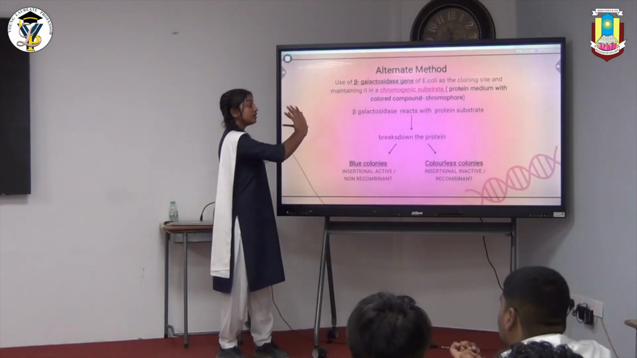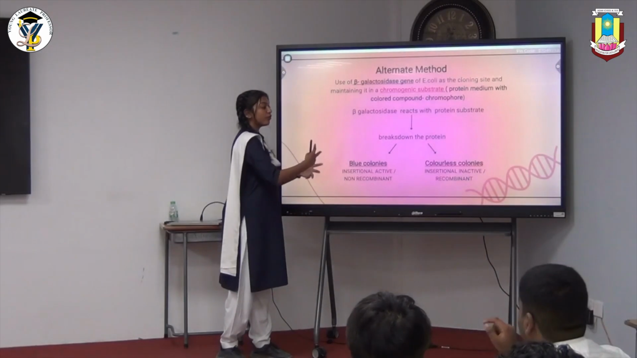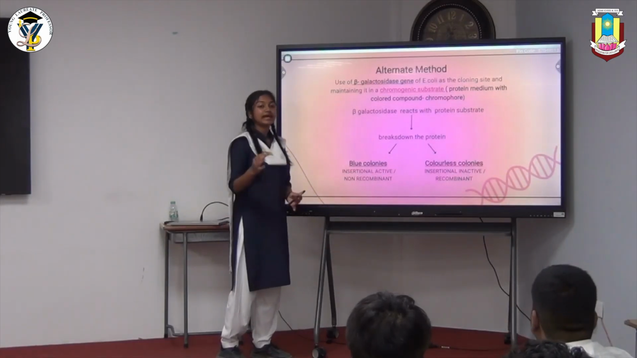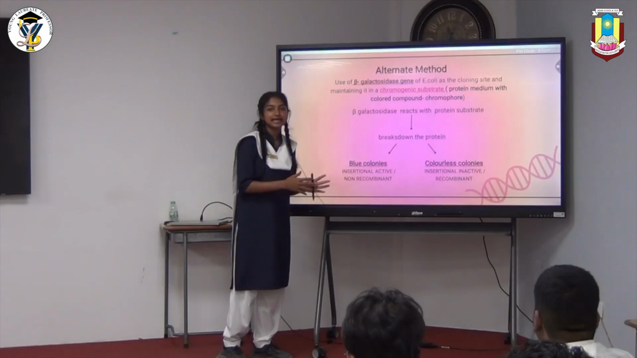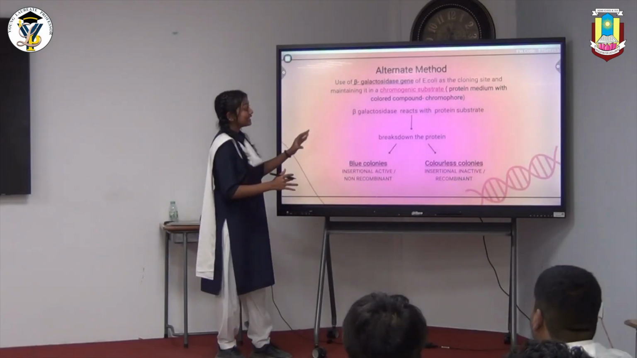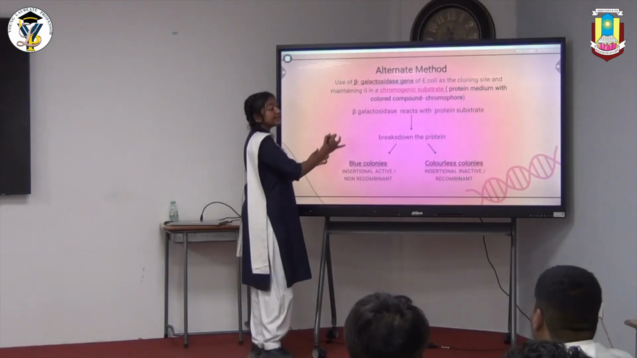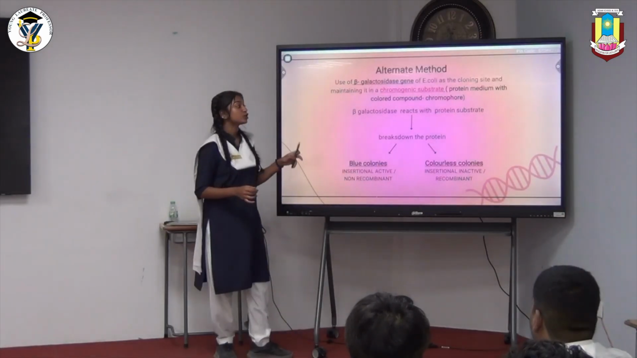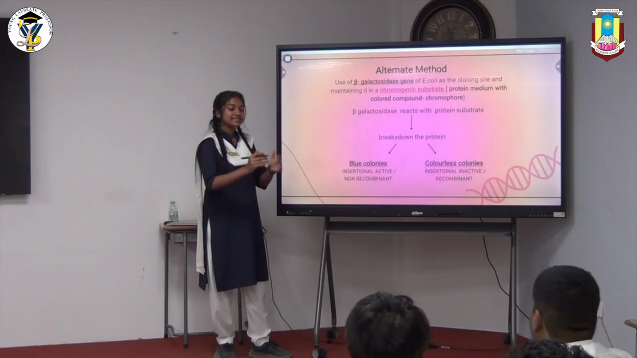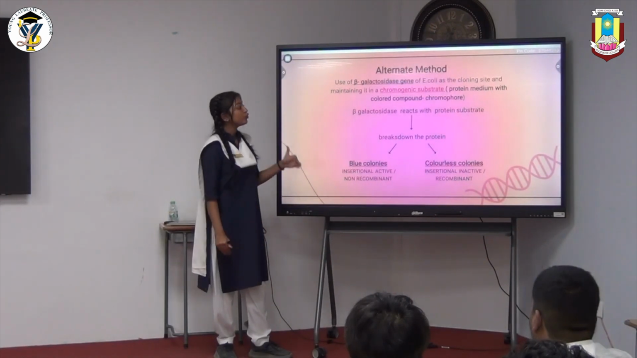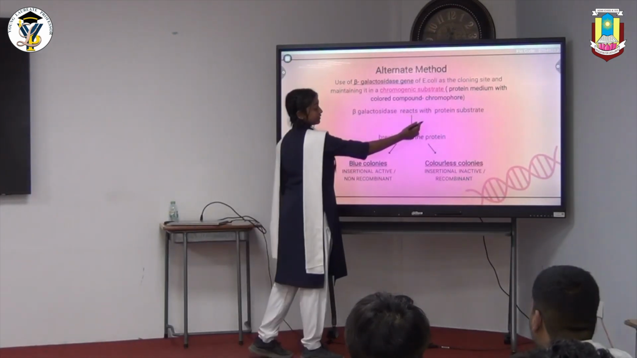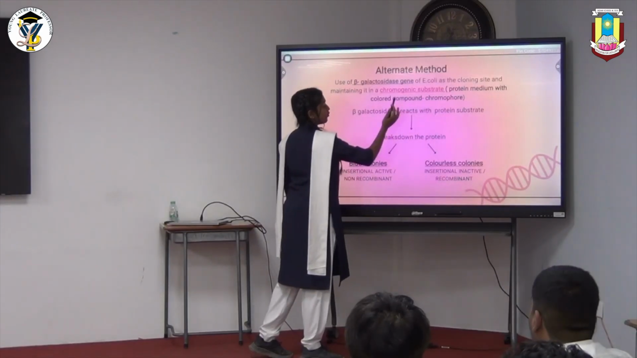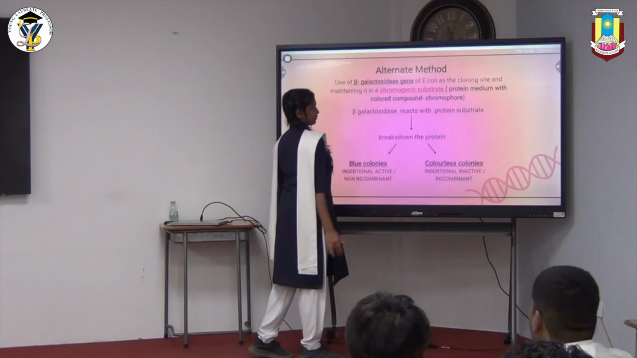Your foreign DNA is clearly ligated in the E. coli cell itself. It can be directly inserted into the E. coli cell itself, right? Now, in the E. coli cell, there is this beta-galactosidase gene of the E. coli, and this serves as a cloning site, right? And this is being maintained in a chromogenic substrate medium, right? This chromogenic substrate medium contains a protein medium with colored compound chromophore.